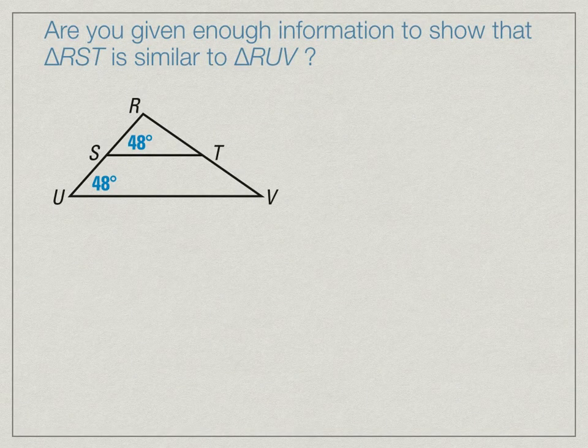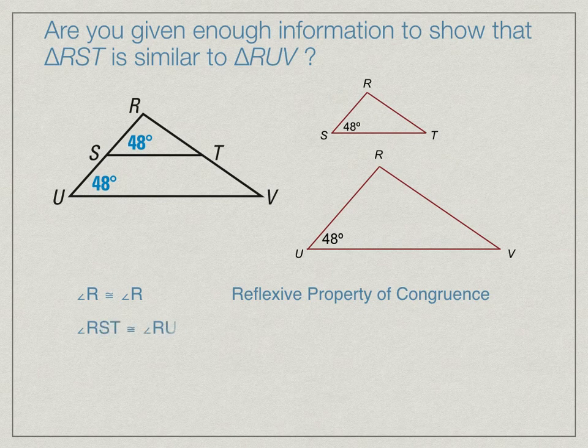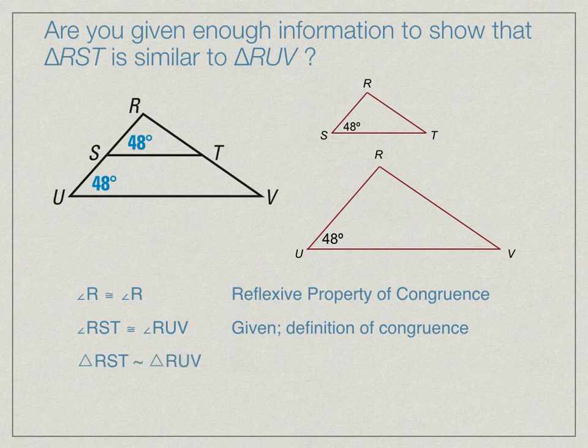In this diagram, it looks like one triangle is almost fitting inside another like a puzzle piece. Let's pull these triangles apart. Let's notice that angle R is congruent to itself by the reflexive property of congruence. Let's note that angles S and U are also given as equal in measure, therefore they're congruent. I have now enough information to write my similarity statement. Let's write triangle RST is similar to triangle RUV by the angle-angle similarity postulate.